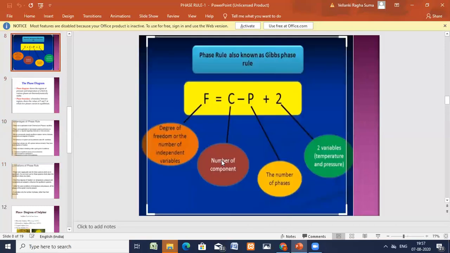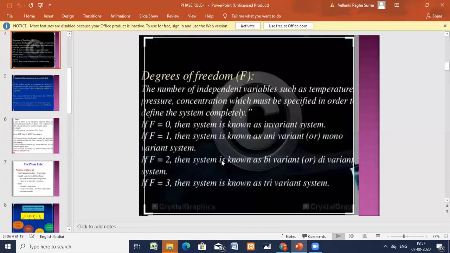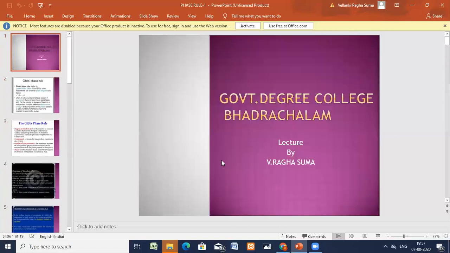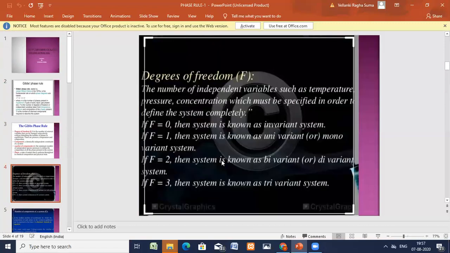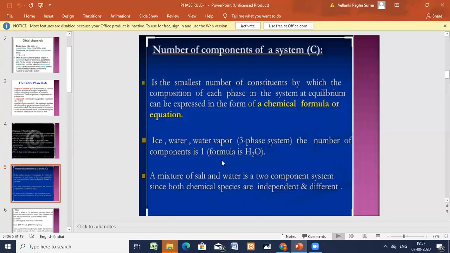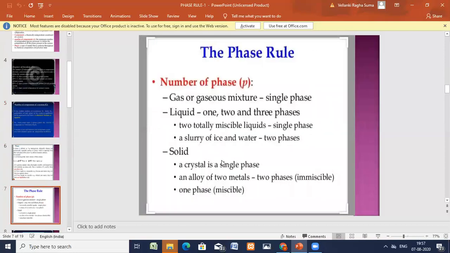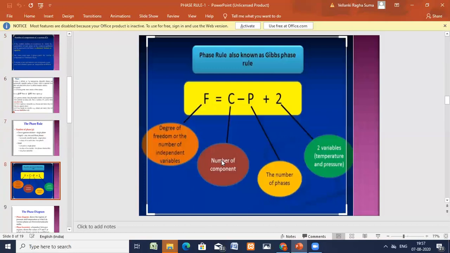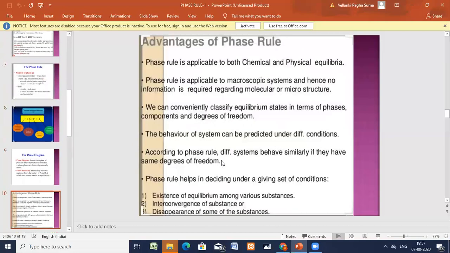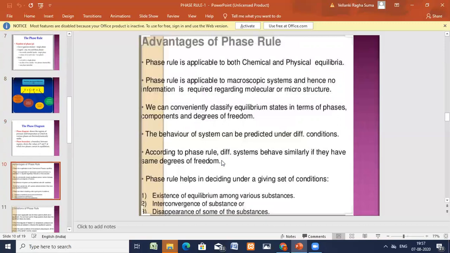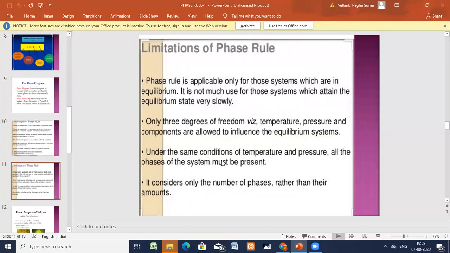So we have seen the basic terms to be discussed here. What is the phase rule? What is the Gibbs phase rule? What are the terms involved? Degrees of freedom, number of components of a system, what is a phase, what is the phase rule, next phase diagram, advantages of the phase rule and limitations of the phase rule.